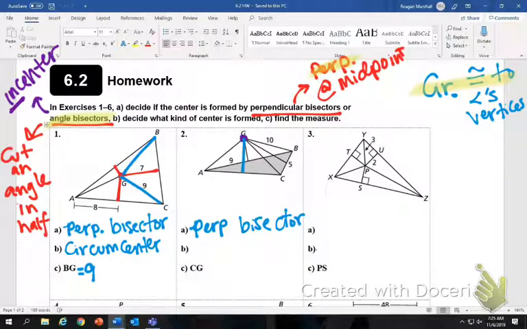You can also tell it intersects pretty much at halfway and forms a right angle. Okay, so B would be a circumcenter, again, because an incenter cannot be on the outside of the triangle. Last thing is find CG. CG will be the same length as BG, which is 10. So again, it is 1 point for each one that was not correct.